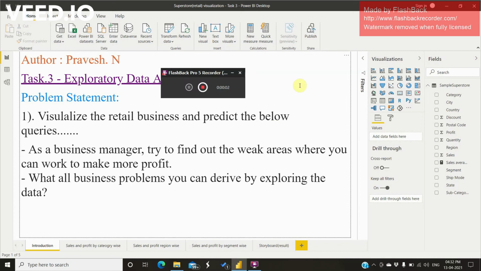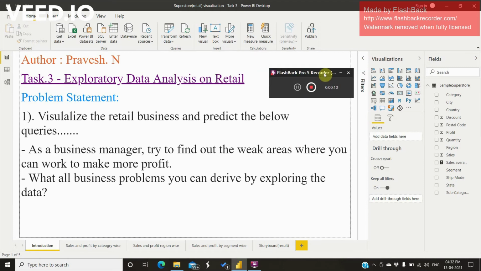Hi, hello everyone. I'm going to explain Task 3, that is exploratory data analysis on retail. First of all, we want to define our problem statement. Our problem statement is to visualize the retail business and predict the below queries.